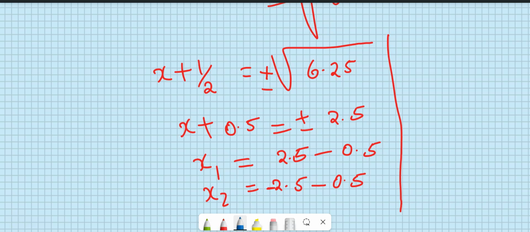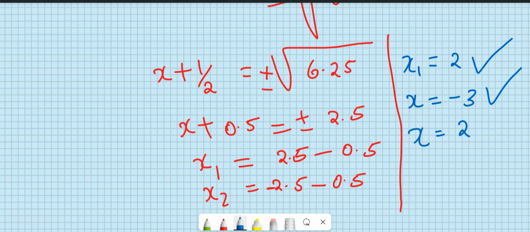So we say x1 equals what is 2.5 minus 0.5? That is 2. That's the first x. Then x2 will be given by, what is negative 2.5 minus 0.5? In your calculator that should give you negative 3. Then we have our answer. So remember, x therefore will be given by 2 or negative 3. These are the same answers.